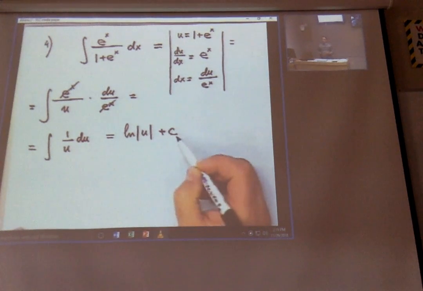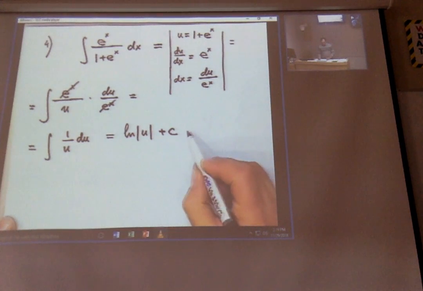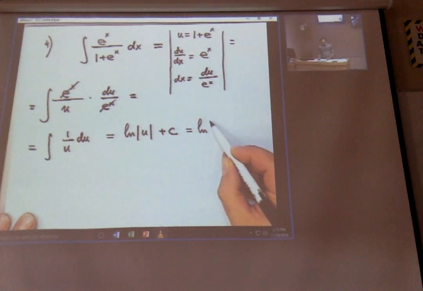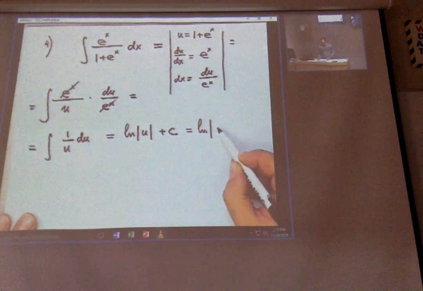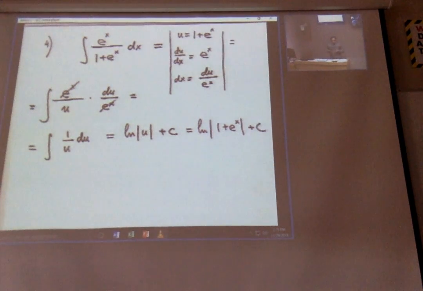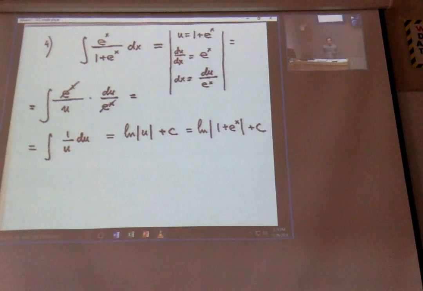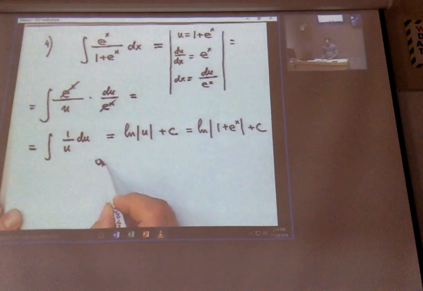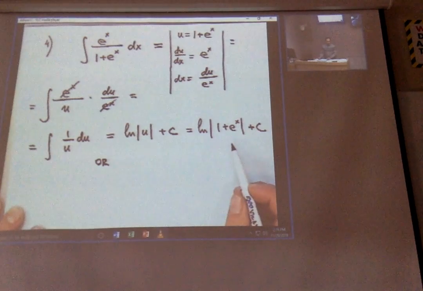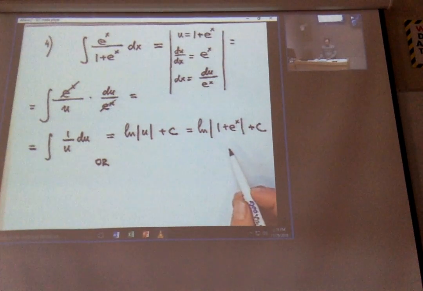Now again, you must put absolute value. Then, going back to substitution, we have natural log, absolute value of 1 plus e^x, plus C. Now here, at this moment, you can actually drop the absolute value. Why? Because 1 plus e^x is always positive. So it's up to you. But if you must have absolute value and you do not put it, then it's really kind of wrong, so I'll take points off. So you have to be careful.